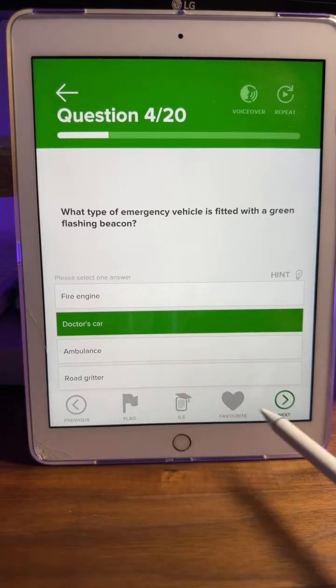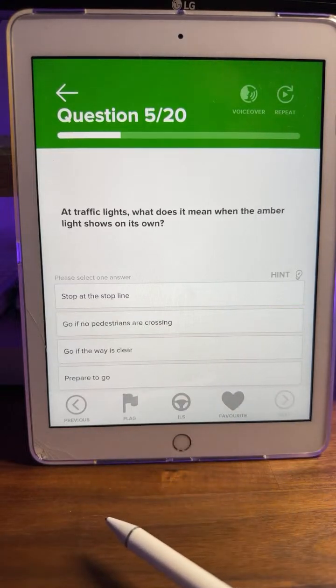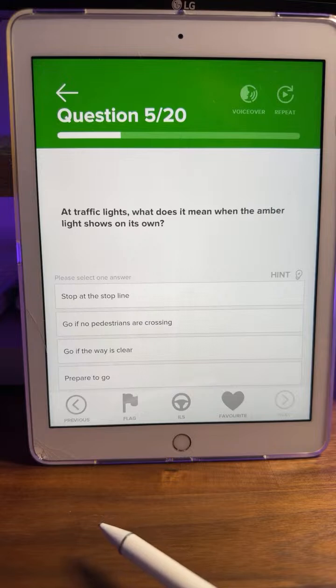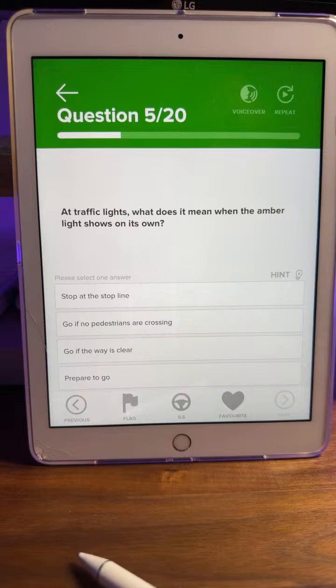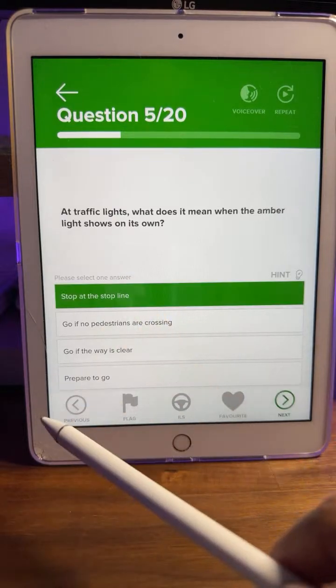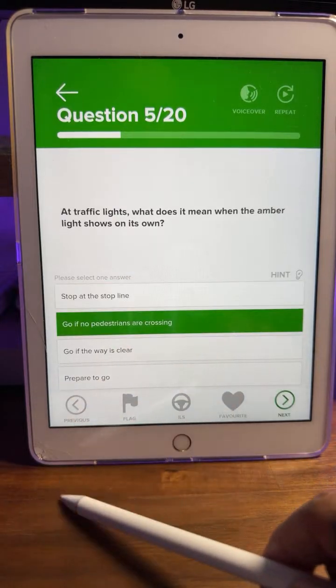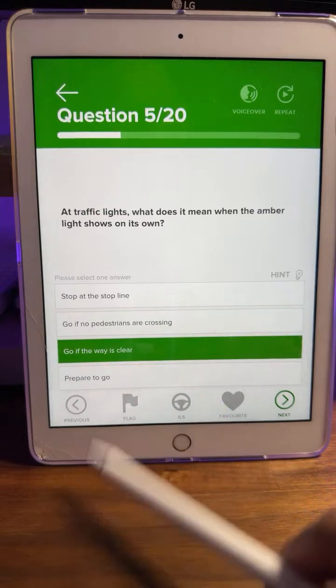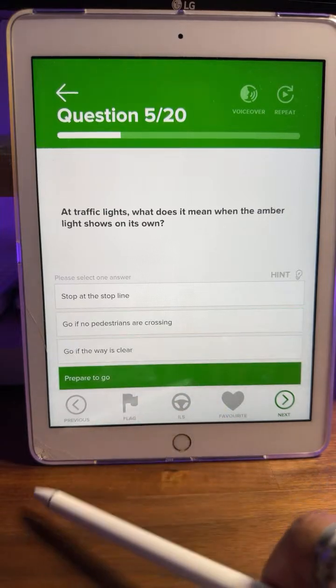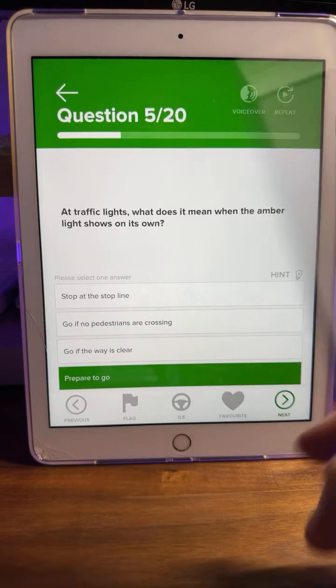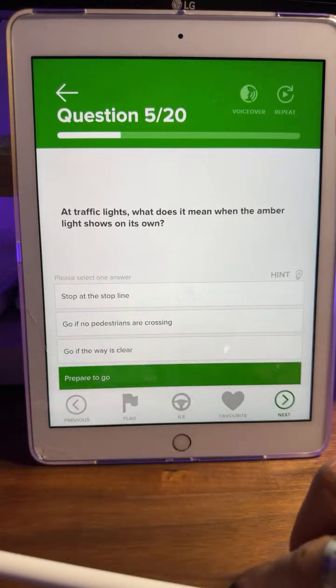Excellent. Okay, let's click on to question 5. At traffic lights, what does it mean when the amber light shows on its own? Does it mean stop at the stop line, go if no pedestrians are crossing, go if the way is clear, or prepare to go?